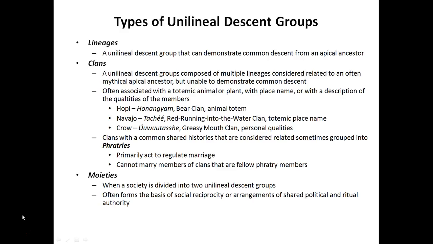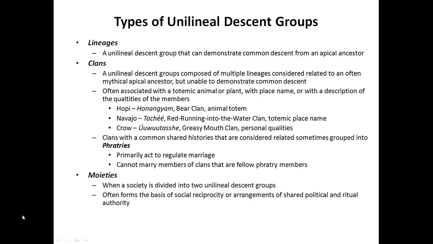Clans are when you have multiple lineages that are considered related to one another, but they cannot demonstrate this common descent to what is essentially a mythical founding ancestor. Clans are named and often associated with a totemic plant or animal, with a place name, or the description of the qualities of the members.